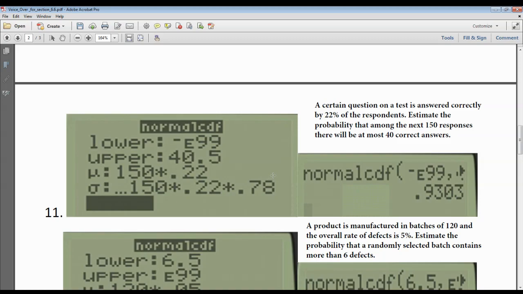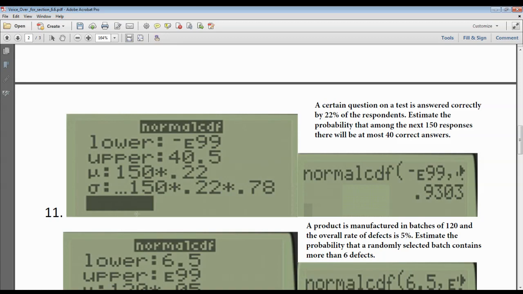Number 11, a certain question on a test is answered correctly by 22% of the respondents. Estimate the probability. Among the next 150, there will be at most 40. So 41 is not good, 42, you're going to your left. Now, you've got 39.5 and 40.5. At most 40 includes 40.